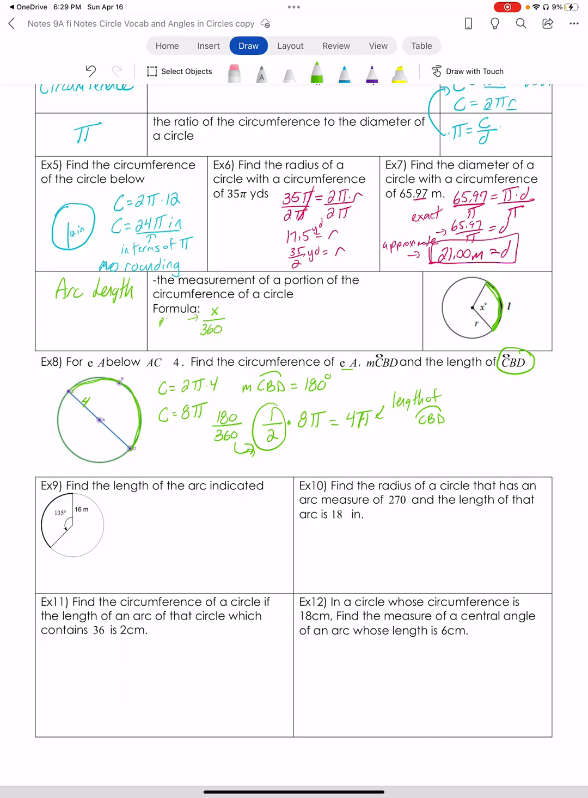So part over whole is equal to arc length is equal to the length of the arc over C, which is your circumference, which is your part over whole equals, so it's part in degrees over whole in degrees equals part of the circle over the whole circle, which is one way to look at it.